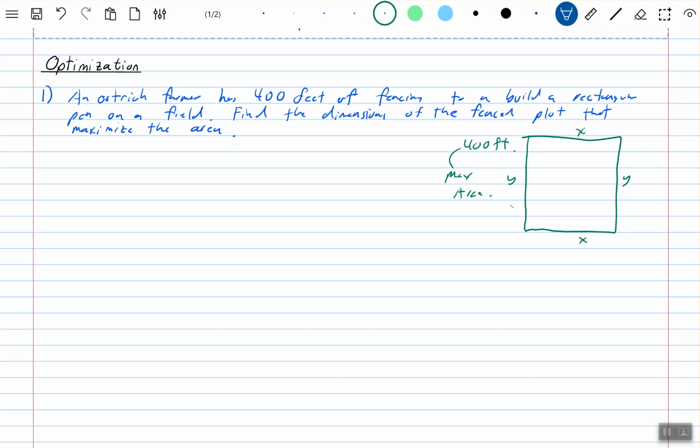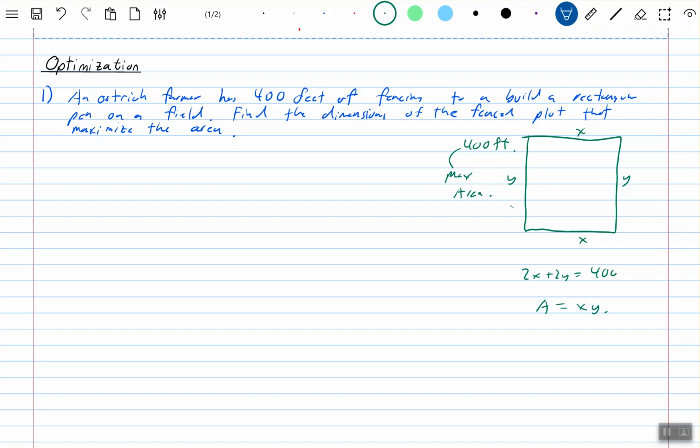So we are given that the amount of fencing we have is 400 feet. Another way of phrasing that is the perimeter of this rectangle must be equal to 400. What's the equation for the perimeter of a rectangle? Well, that's just the sum of the sides. So we have 2x plus 2y is equal to 400. We wish to maximize the area, so we need an area formula. But thankfully, we do. Area is equal to width times height.